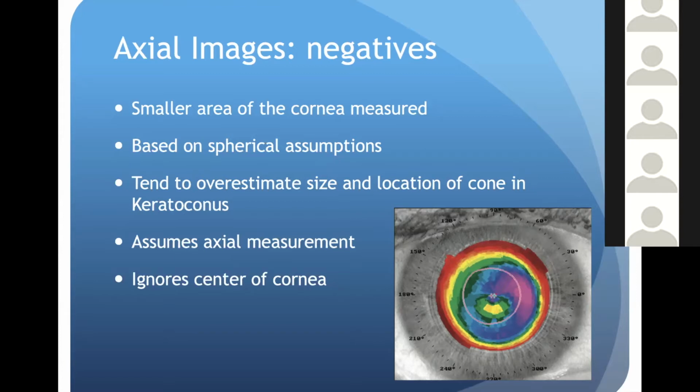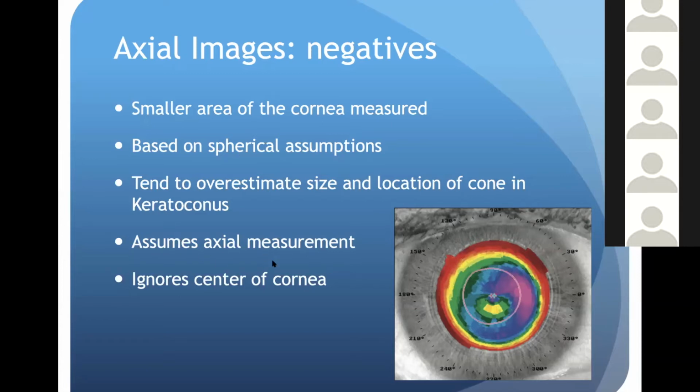The cornea really isn't a bow tie. You won't find any cornea in nature that looks like a bow tie. It's just an artifact of having been standardized against a spherical surface. And really, the more correct representation is a cylinder, a modified cylinder in two different directions, of course. But you don't really have a bow tie or an airplane propeller kind of view. The other criticism is that it tends to overestimate the size and location of cones in conditions such as keratoconus.